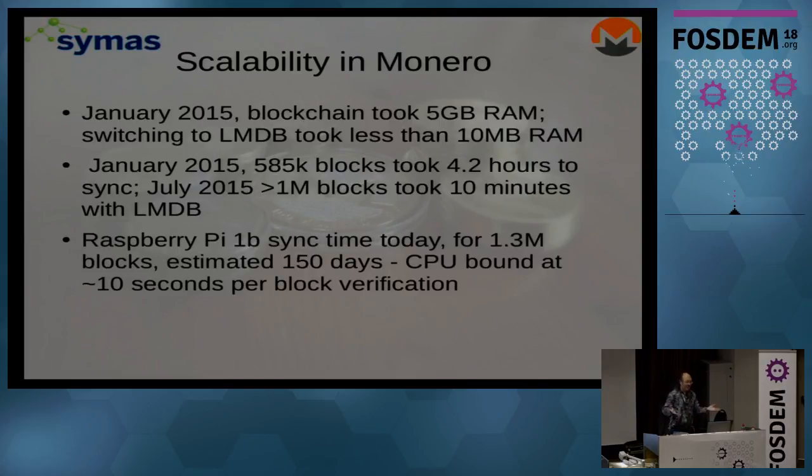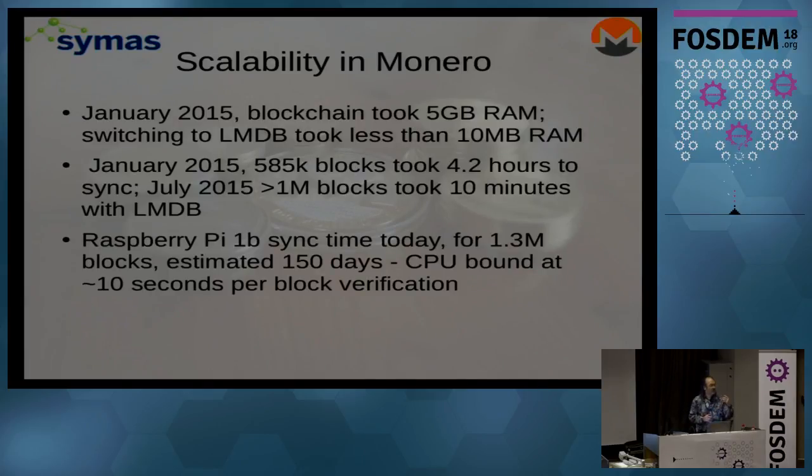Now, this is actually the part where I get personally involved in the project. Before 2015, the Monero blockchain was stored completely in RAM. And this was a problem for the project because that meant they actually couldn't run on 32-bit PCs once they got over a couple of gigabytes. And by 2015, their blockchain was 5 gigabytes in size. But they started using my database, LMDB, and brought their memory footprint down to 10 megabytes. Also, in 2015, they had a blockchain with 585,000 blocks in it. And it used to take 4.2 hours to sync that using their in-memory database. And once they switched to LMDB, the sync time went down dramatically.